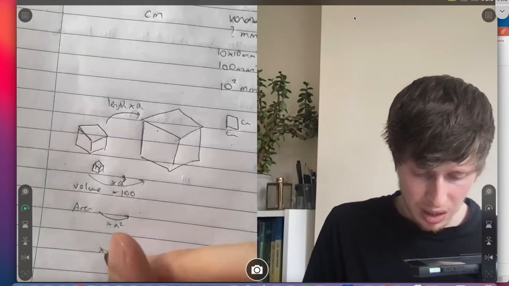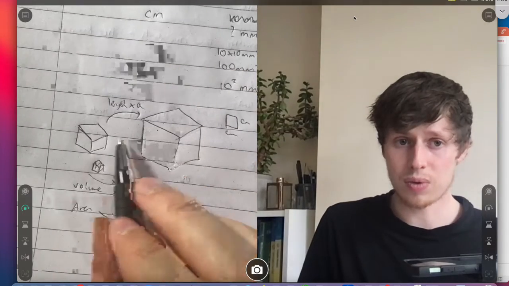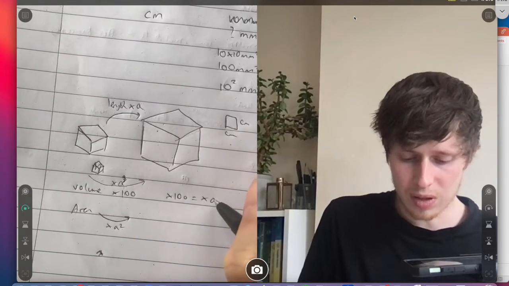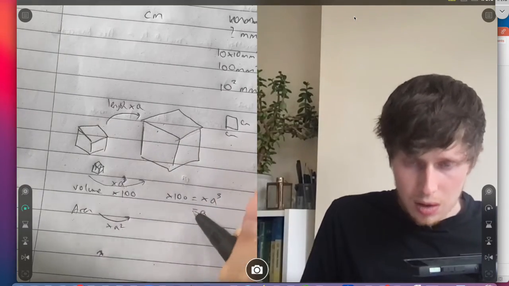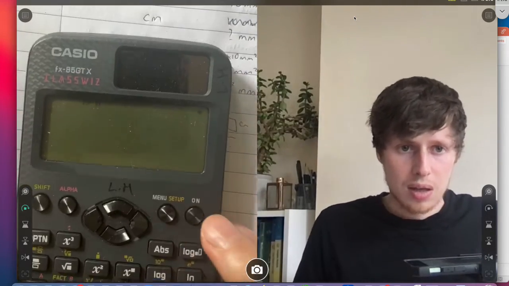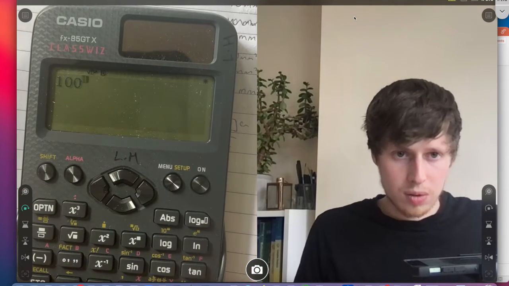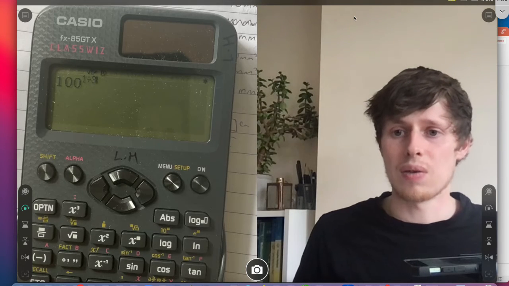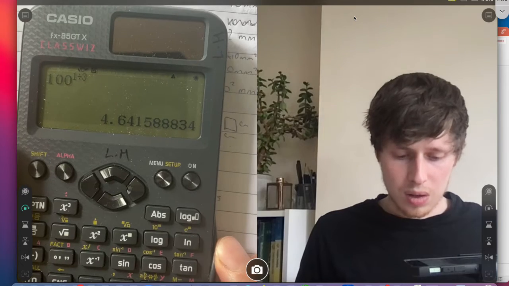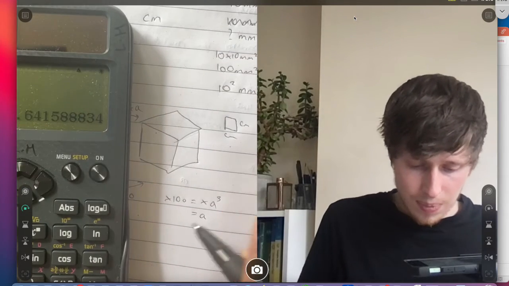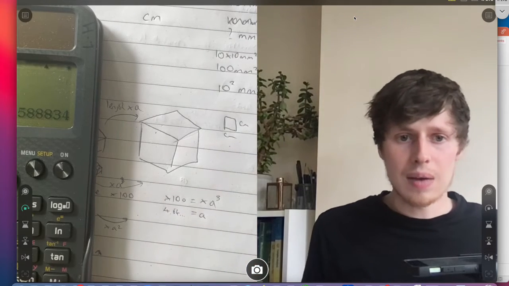Because we know that we're timesing by 100 to get the volume of this one from this one, that has to be equivalent to timesing by A to the power of 3. So to find out what A is, I'm going to get my calculator. I'm going to type in 100 to the power of 1/3, 1 divided by 3, because that's going to give us the cube root of 100. So that gives me that answer. That's what A is. A is 4.64 and so on.